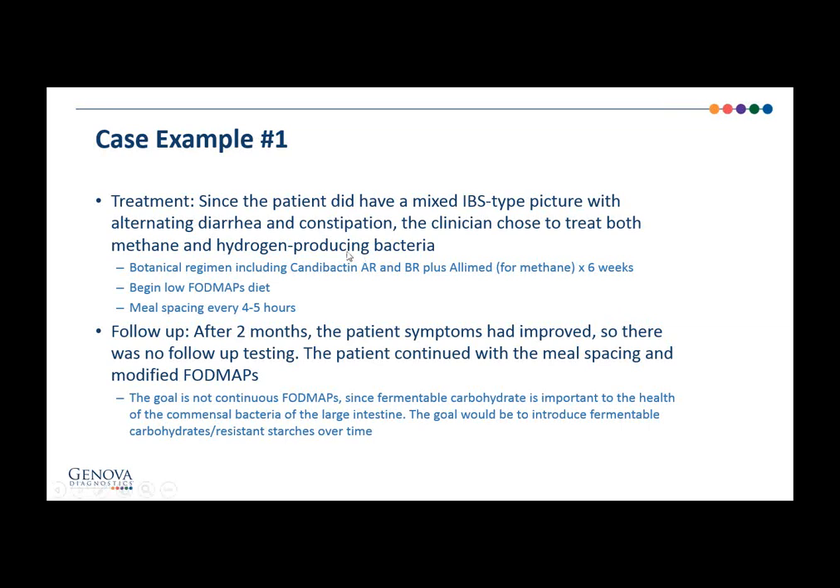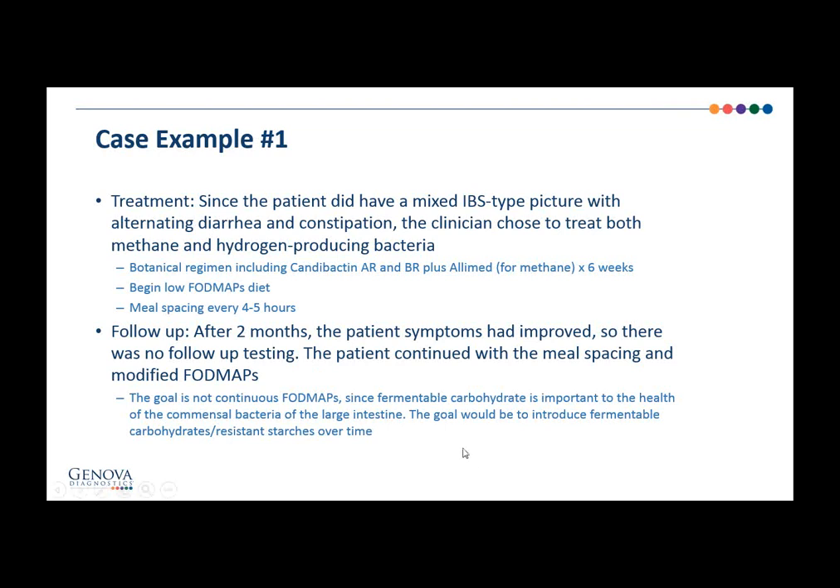They also instructed them to begin a low FODMAPs diet, which didn't turn out to be much different from the paleo type diet that she was already doing. And then the clinician advised meal spacing every 4 to 5 hours. So at a follow-up visit, after 2 months, the patient had improved. So there wasn't any follow-up testing. The patient did continue with meal spacing and a modified FODMAPs diet.